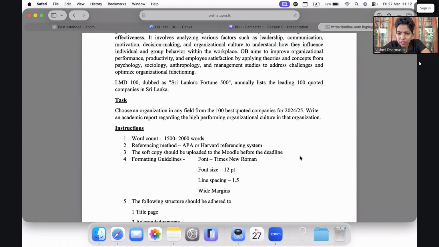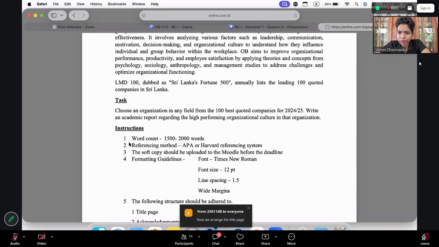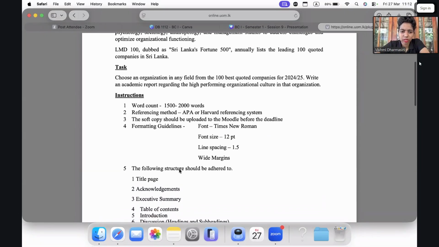Okay, one person is asking, madam, do we need to put numbers like 1, 2, 6, 1? What do you mean? I don't understand. Like whether you need to number your subheadings. No, you don't have to number your subheadings. Just the topic would be enough. Don't number your subheadings.